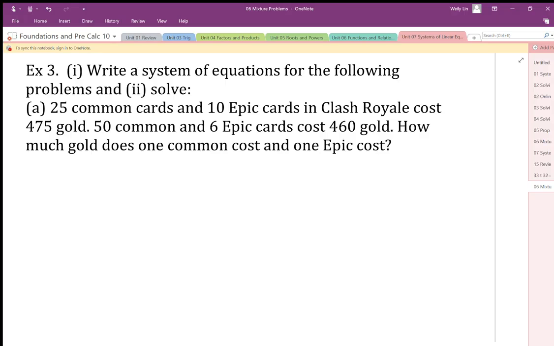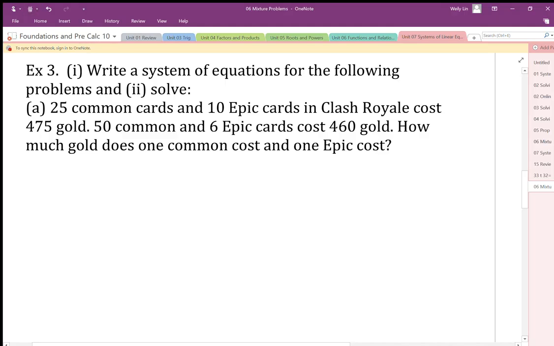So in this case here, it looks like Clash Royale. They have 25 common cards and 10 epic cards, and they cost 475 gold. 35 common cards and 6 epic cards cost 460 gold. So how much gold does one common cost and one epic cost? Okay, so that's the key.